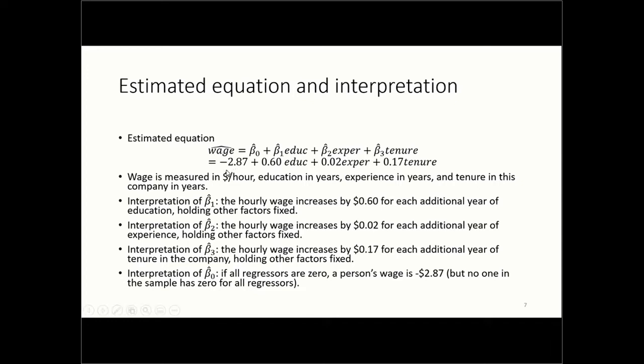The interpretation of the intercept is that if all of the regressors are 0, then the person's wage would be minus $2.87. However, since no one in the sample has 0 for all the regressors, this would be not a value that anyone would have.